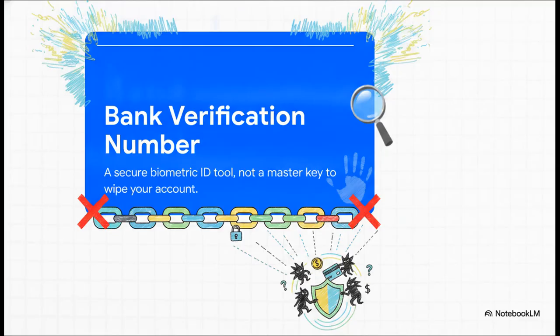Take the bank verification number, or BVN, for example. It's a secure biometric identification tool created to unify accounts and prevent identity theft. But there is this massive public misconception that simply having someone's BVN is like having a master key that instantly allows a fraudster to wipe an account. Look, you absolutely must protect it, but it's not a master key all by itself.